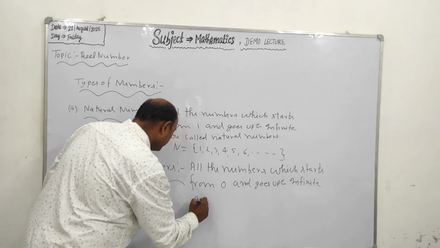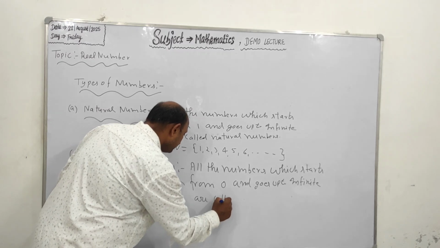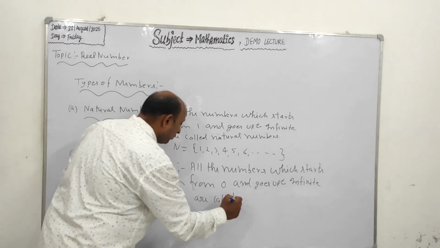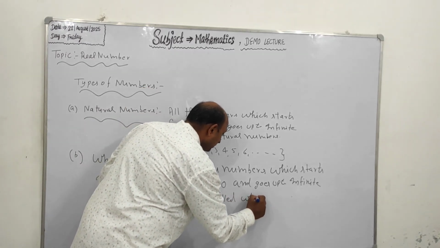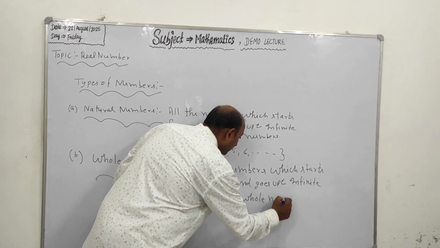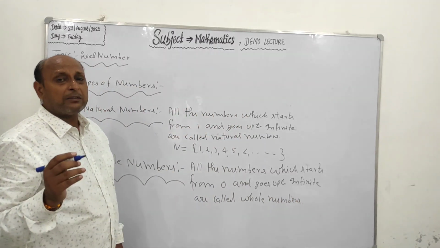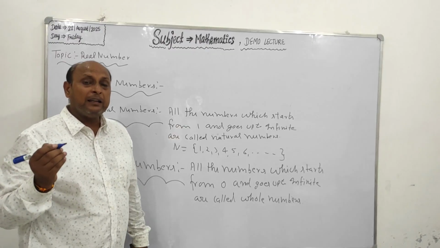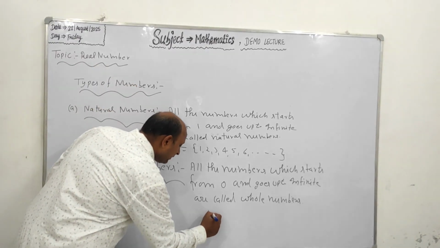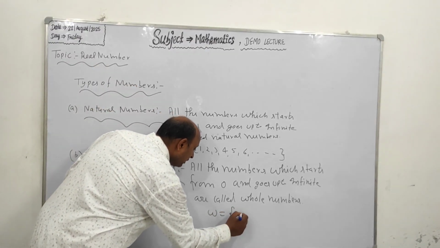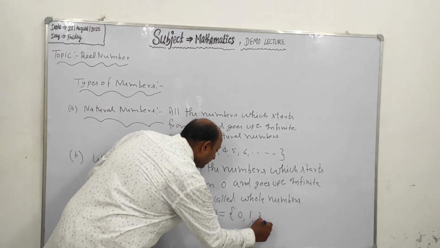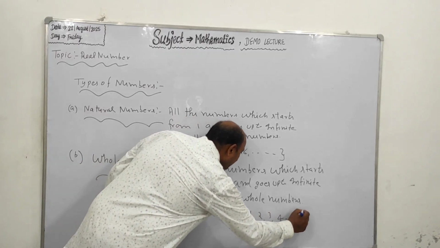These are called whole numbers. And the whole numbers are denoted by W. Means W is equal to 0, 1, 2, 3, 4 and so on.